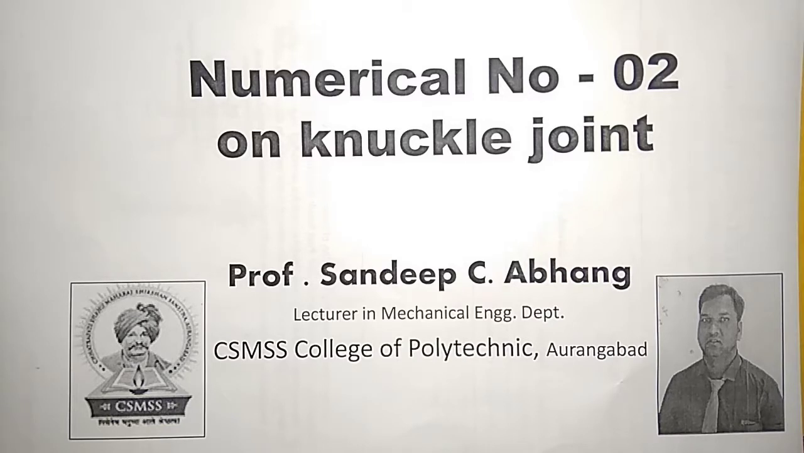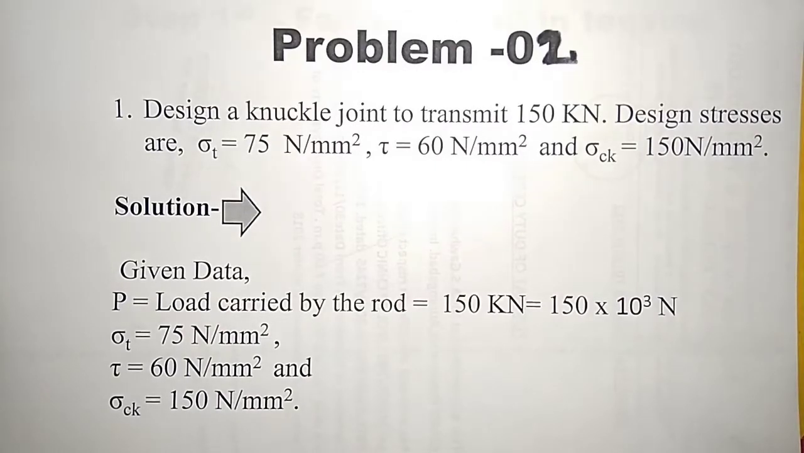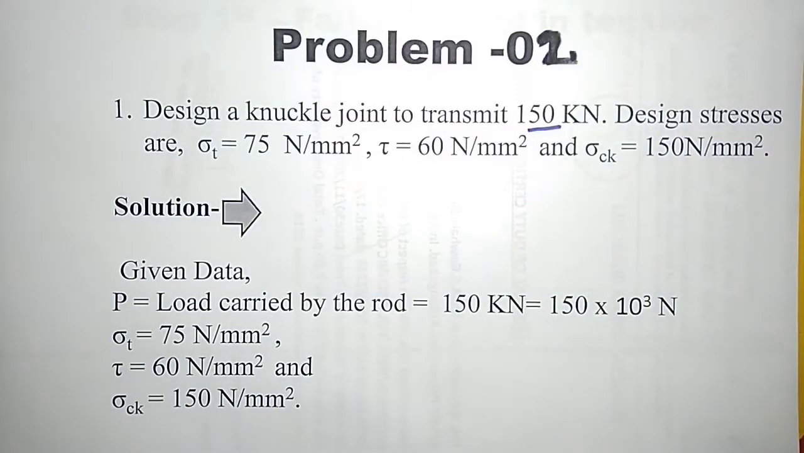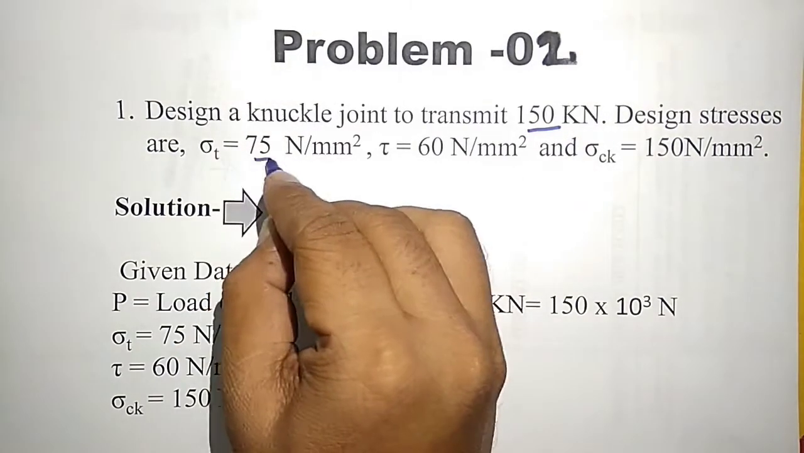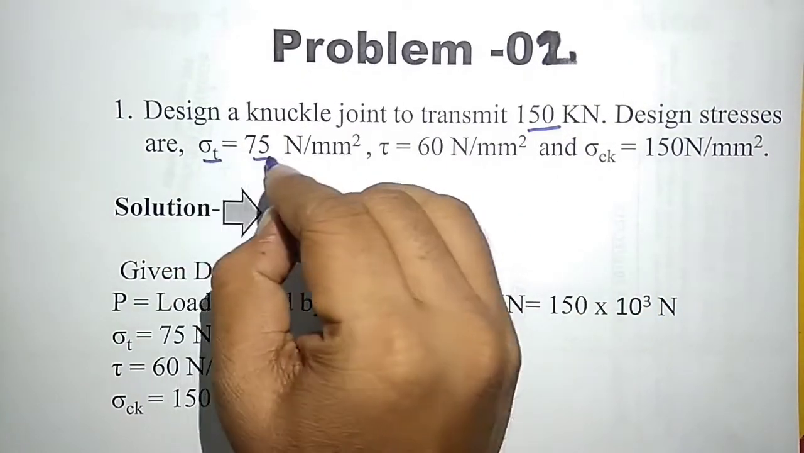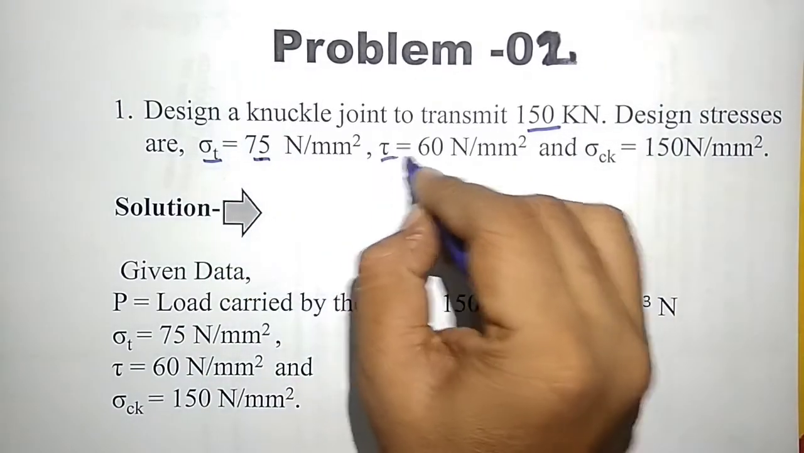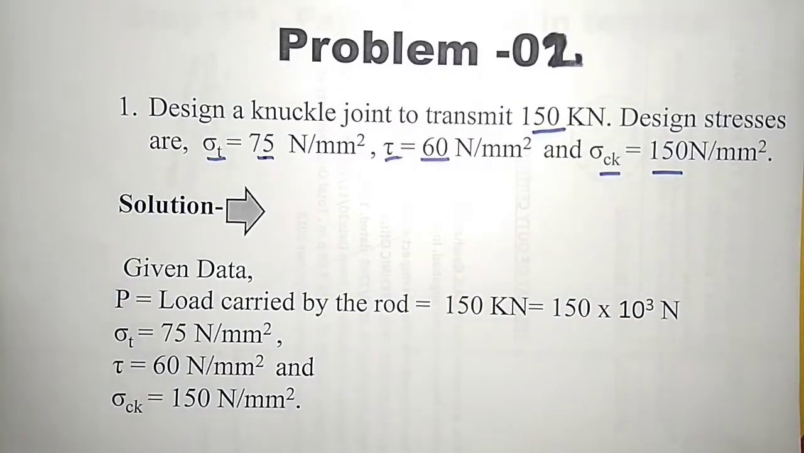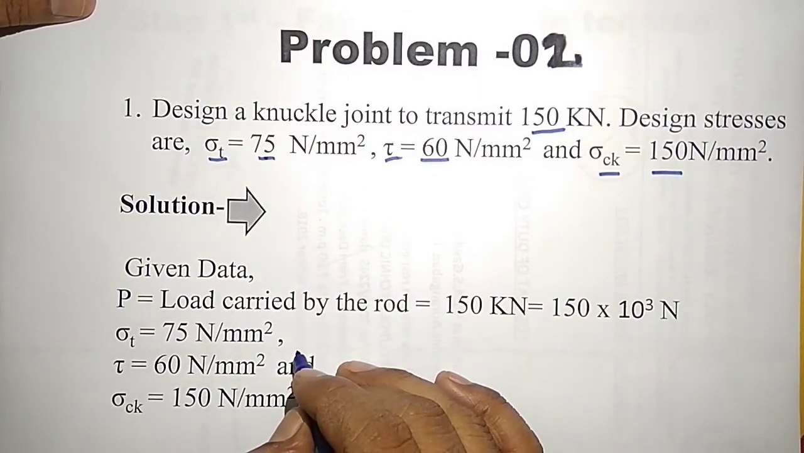Today we will discuss the second numerical on the knuckle joint. So let us solve the numerical. Take the second numerical. Design a knuckle joint to transmit 50 kilonewton. Design stresses are 75 Newton per mm square, means sigma t equal to 75 Newton per mm square, tau equal to 60 Newton per mm square, and sigma ck equal to 150 Newton per mm square. So solve this numerical step by step.